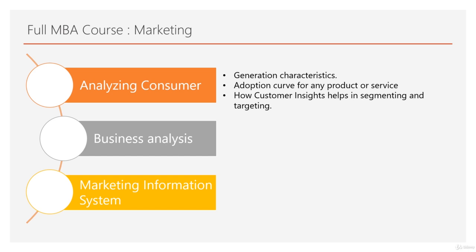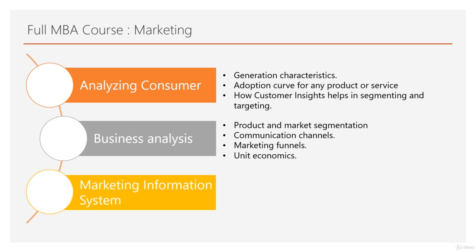And the second topic, which is the adoption curve, will really help you to understand the generation characteristics based on the adoption rate. So adoption curve will give you a fair idea based on the generation characteristics about the innovators, early adopter, early majority, late adopters, and laggards. And we will try to segment and target a specific set of audience based on the consumer insights. Now, after analyzing the consumer, in the business analysis part, we will try to segment the market and the product. And then we will try to communicate the information using social media.